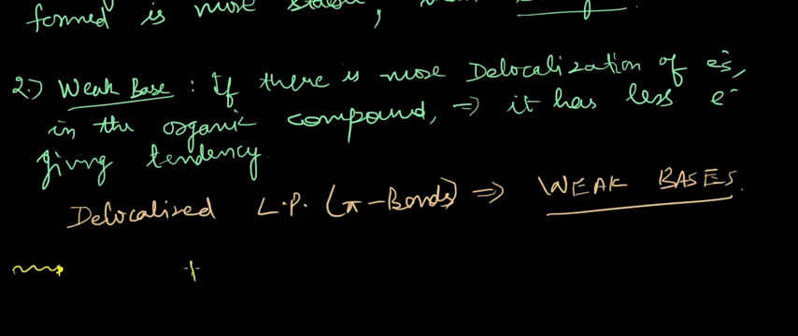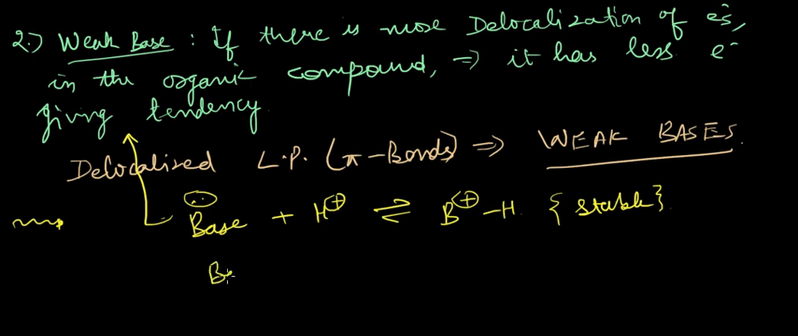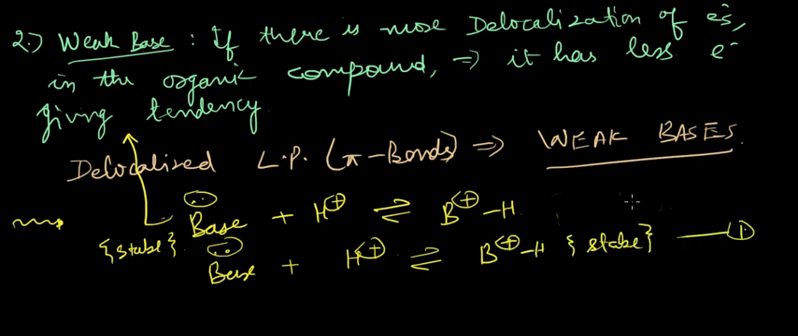Okay, so we have a base and a H plus. We will get something like this. If this is stable, then this gives rise to our second condition. And if this is stable, the acid formed or the conjugate acid formed is stable, then this gives rise to our first condition. This is the second condition, example of first condition, this is the example of second condition.